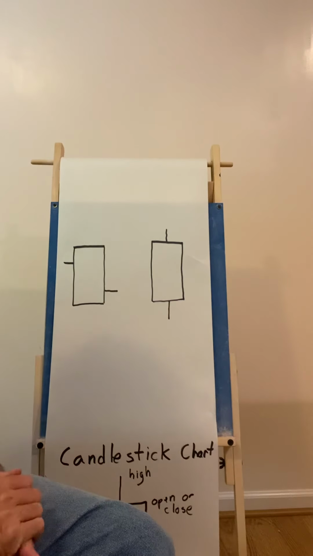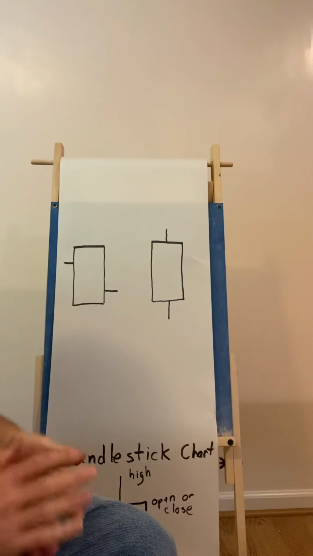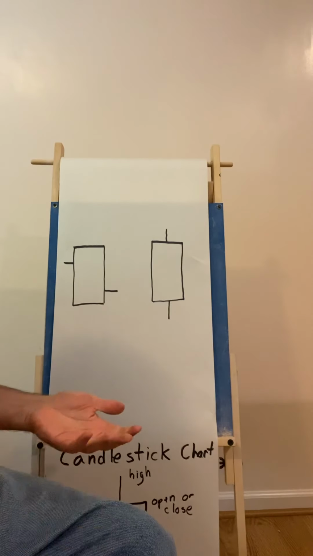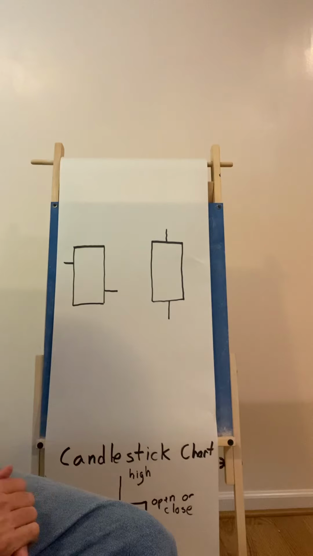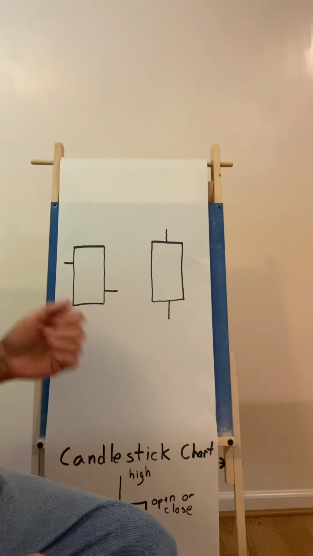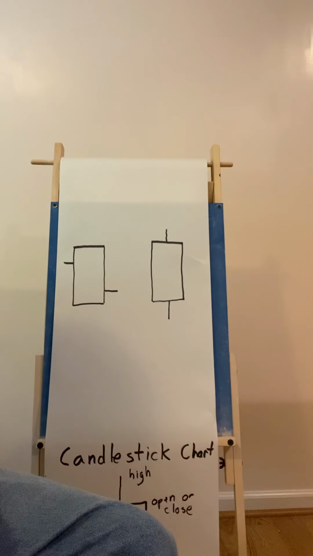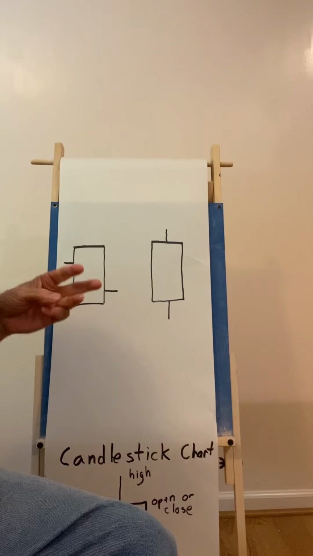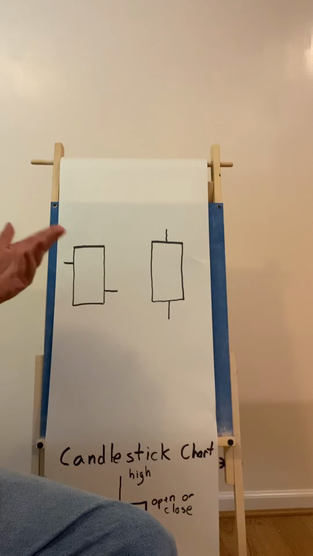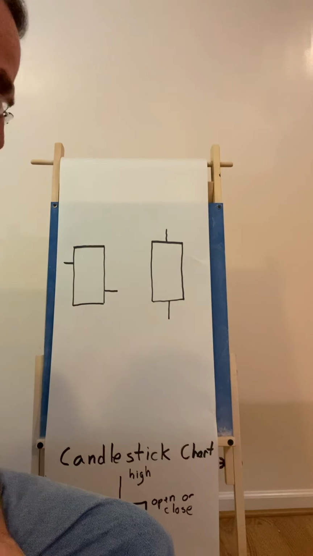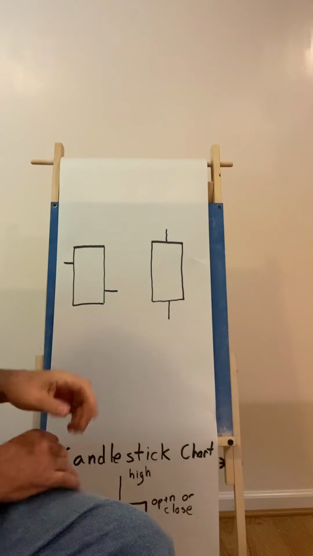Okay, one similarity I see right off the bat is they're kind of the same. There's a rectangle with two lines. The difference is what the two lines represent. Another similarity that's very important is it's the same four data points. It's the open, the close, the high, and the low. They both, in picture form, give you those four data points, which are very important.